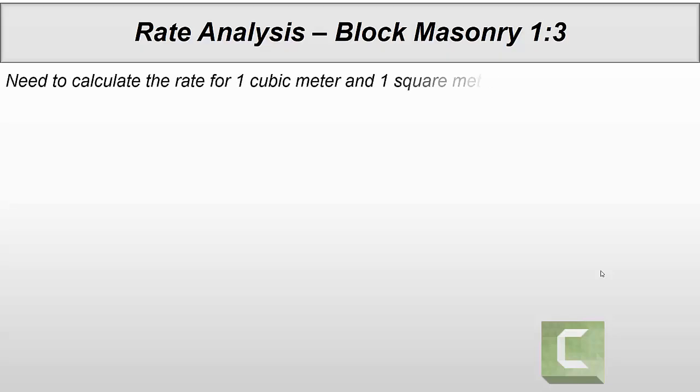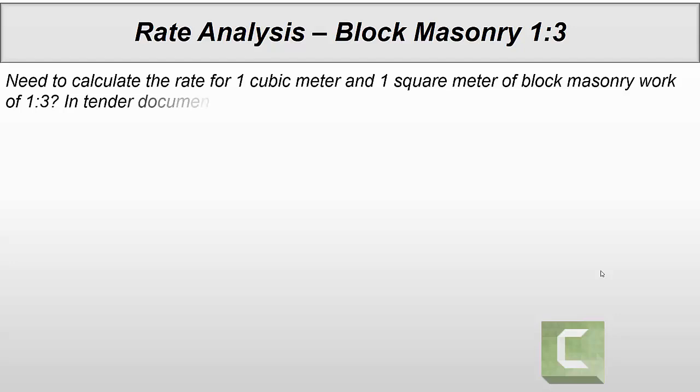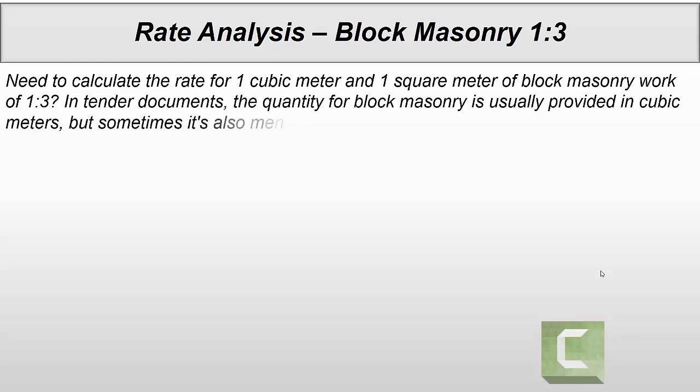Today we will learn rate analysis for block masonry 1 ratio 3. We need to calculate the rate for 1 cubic meter and 1 square meter of block masonry work of 1 ratio 3. In tender documents the quantity of block masonry is usually provided in cubic meter, but sometimes it's also mentioned in square meter. So you need to know how to calculate rate analysis for cubic meter as well as square meter. We will calculate in cubic meter first.